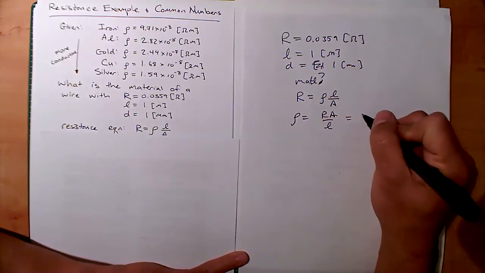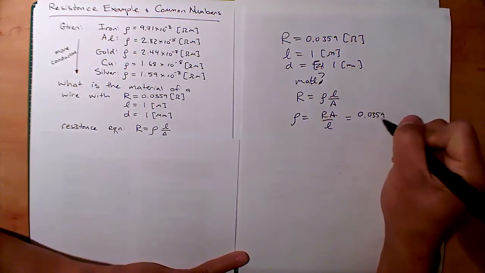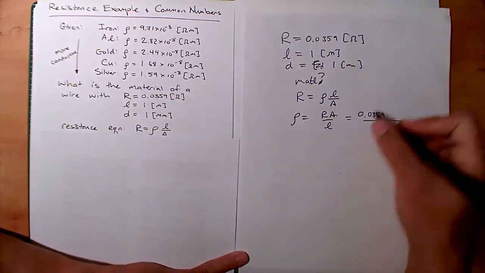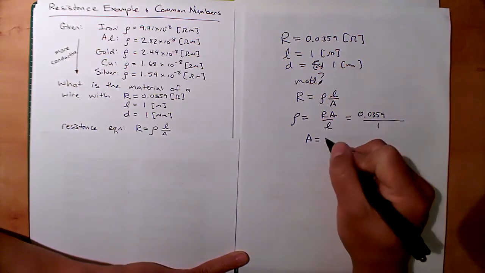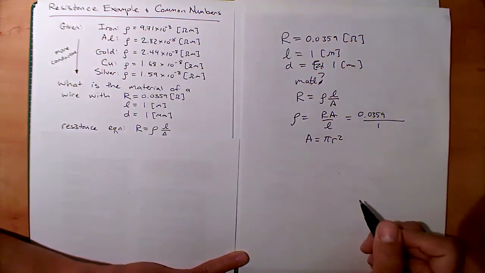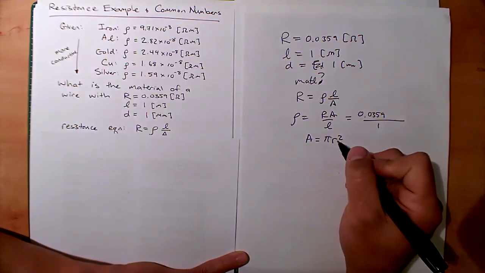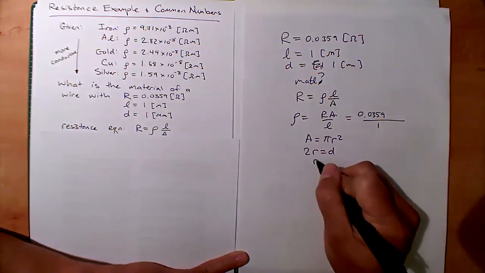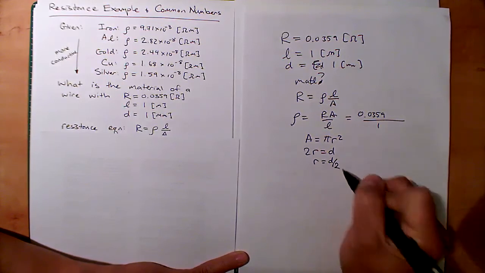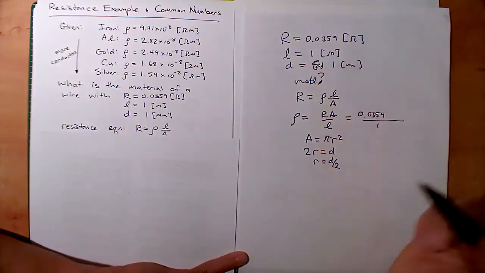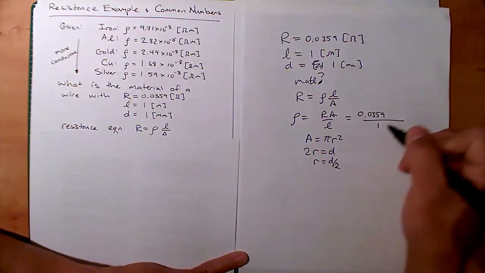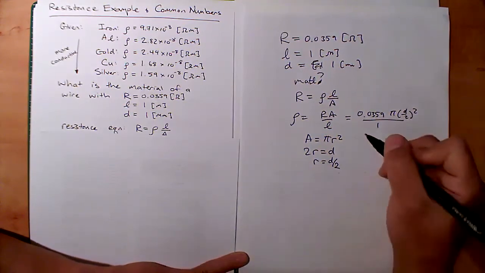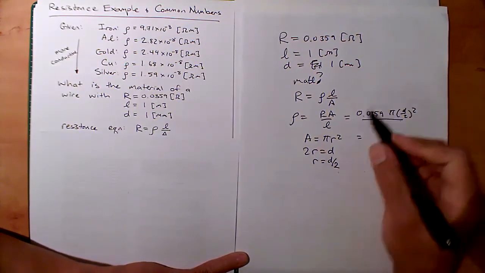So R is equal to 0.0359. L, that's easy, that's given. What is A again? A for a circle is pi R squared. Is that right? We have 2R equals the diameter, so R equals D over 2. And there we have D. So this area is pi times D over 2 squared. Is that correct? And we have to be careful here.